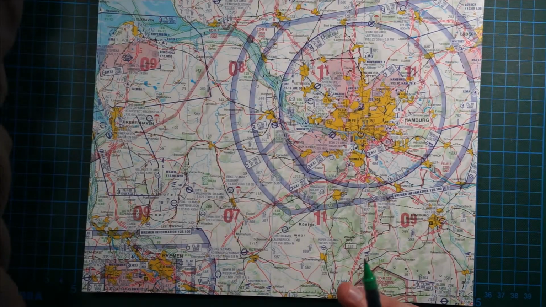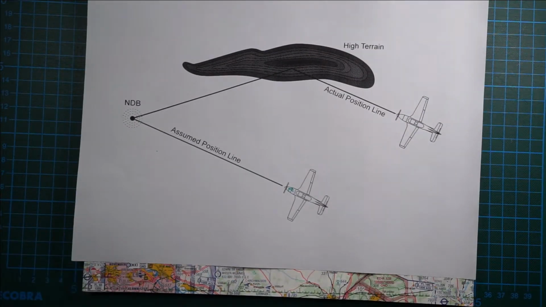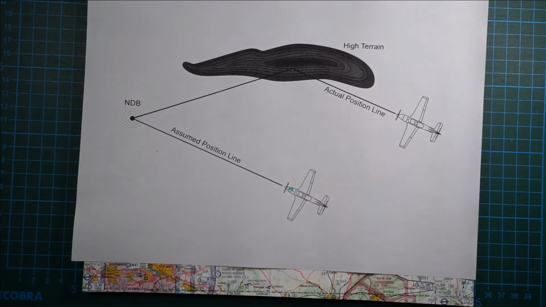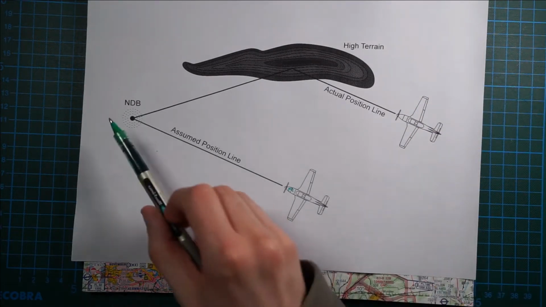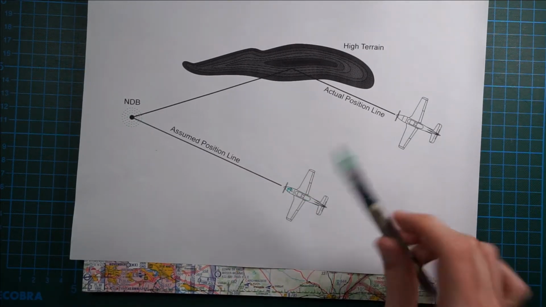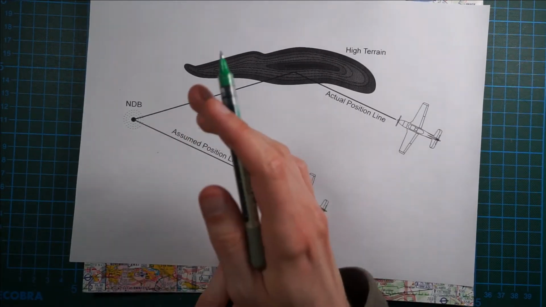A second nasty effect that can happen is the mountain effect. The mountain effect happens because the radio waves can also be reflected, for example, by a mountain range. So we see we have the NDB over here, and this aircraft gets the indication from the ADF that the NDB is over there, and this is correct.